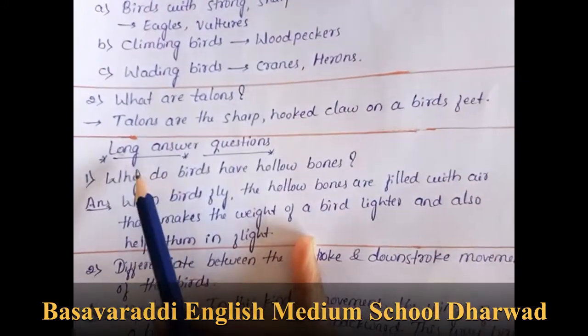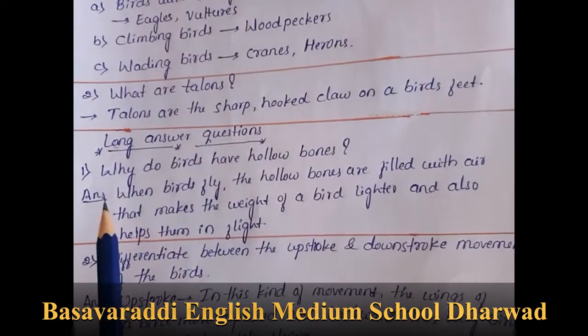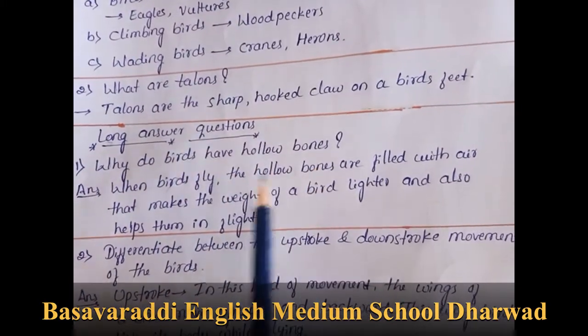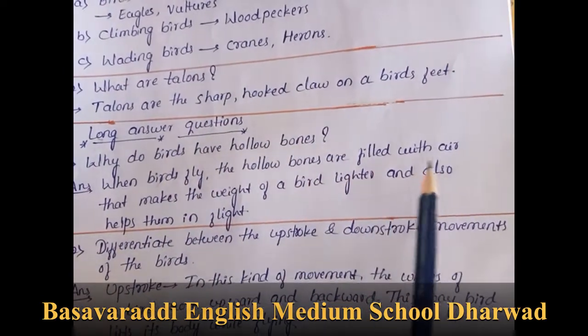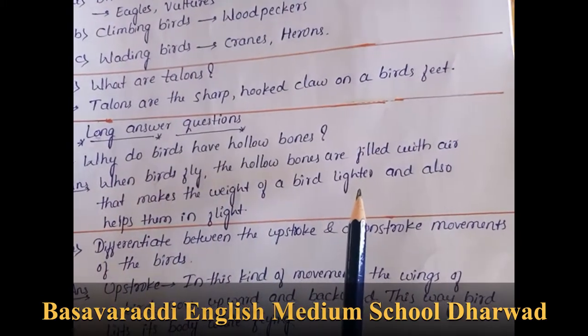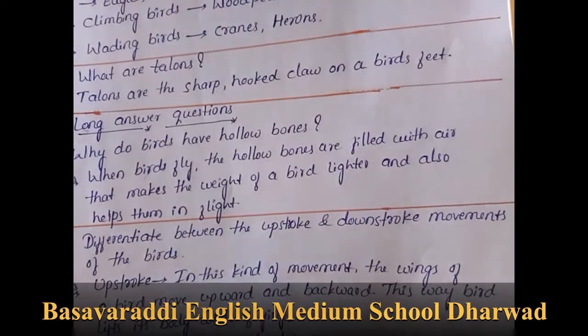The next, long answer questions. The first one, why do birds have hollow bones? Answer, when birds fly, the hollow bones are filled with air that makes the weight of a bird lighter and also help them in flight.